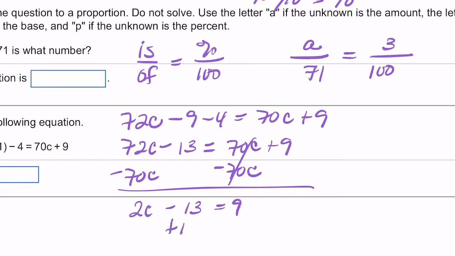And then I'm going to add 13 to both sides. So you would get 2c equals 9 plus 13, which is 22. And I'm going to divide both sides by 2. 22 divided by 2 is 11.